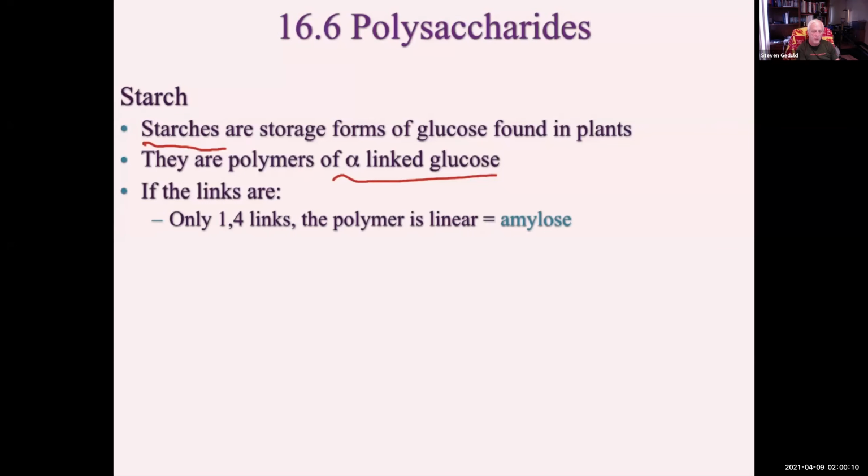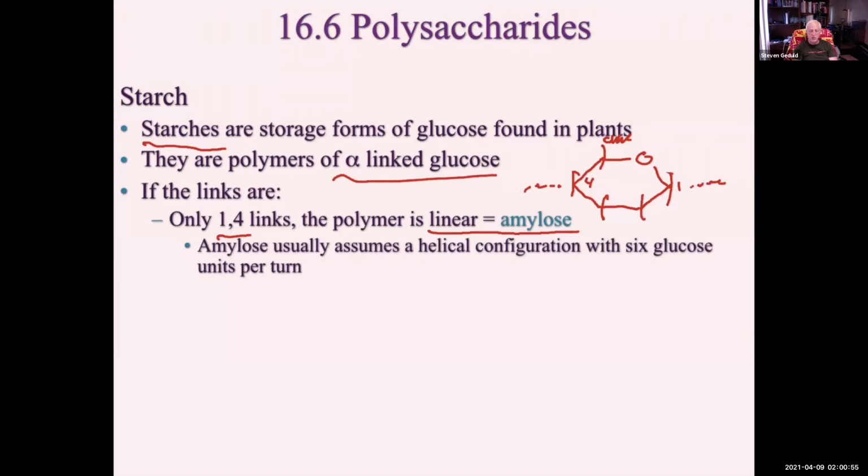If the links are 1,4 linkages, the polymer is linear. So if it's a series of 1,4 links, 1,4, 1,4, 1,4, remember, they're linking at both ends. This is number 1 and this is number 4, so if you're linking these, they're going to form a straight line. They're not offset. So if it's only 1,4 linkages, the polymer is going to be linear. If it's linear, it's called amylose. That's a linear starch, all 1,4 linkages.